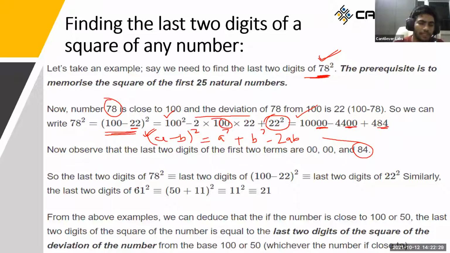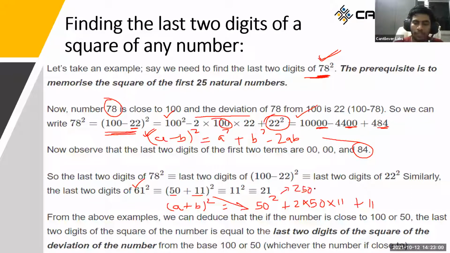Like we'll see in this case, 61 square. Here 50 plus 11 is 61. So we'll just express it in the (a plus b) whole square form. If we expand this, let's just expand this here: 50 square plus 2 multiplied by 50 multiplied by 11 plus 11 square. So 50 square here would lead to 2500. The last 2 digits here are 0.